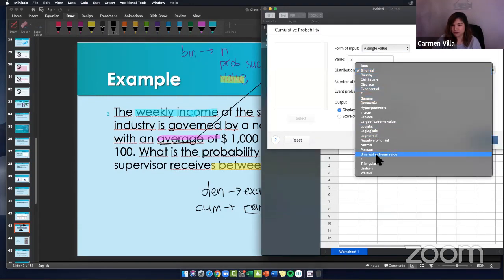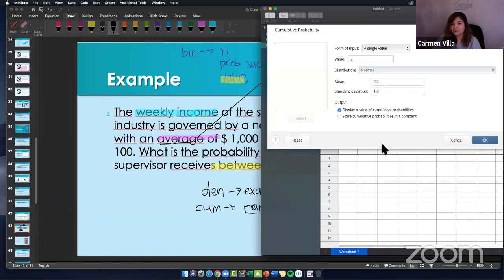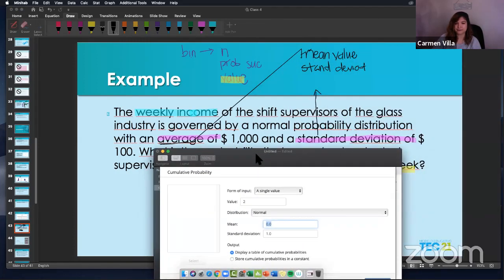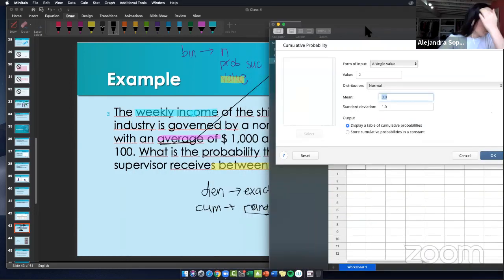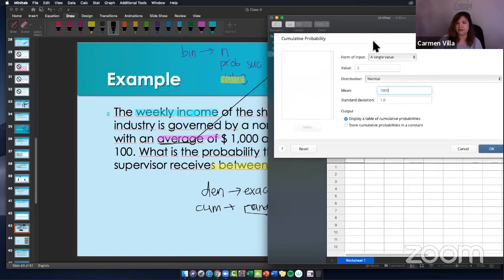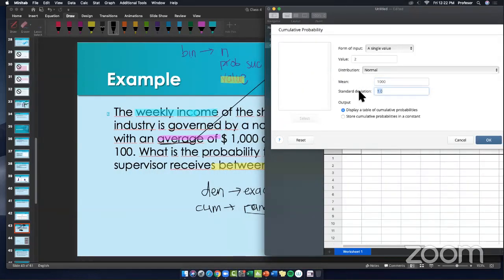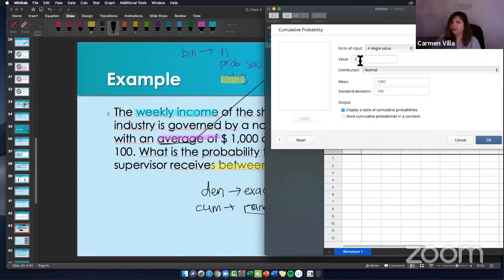We have to switch it to normal, which is here. And if you see, it doesn't ask anymore for the probability, neither the trials, it just says, which is the mean? So which was our mean value, or average value? It was 1,000. So we select 1,000, and the standard deviation was 100. Perfect. And then we have a value.